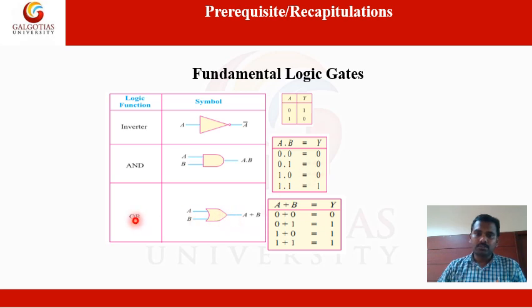And the third fundamental logic gate is the OR gate, in which two inputs are there and the output will be the sum of the two inputs, that is called A OR B. The corresponding truth table is here. When both the inputs are 0, we will get the output 0, and if any or both of the inputs are 1, then we will have the output 1. So these are the three types of fundamental logic gates and their corresponding truth tables.